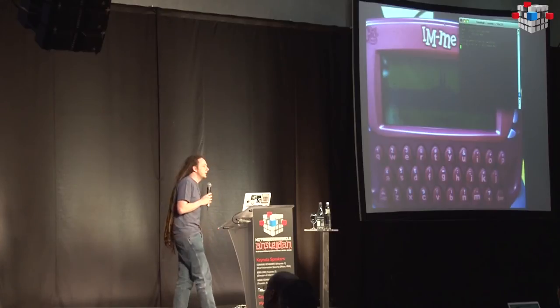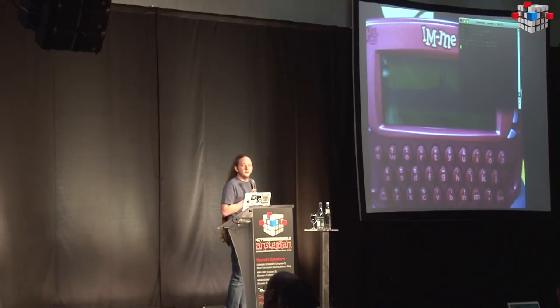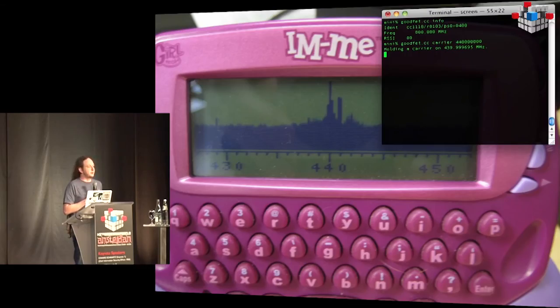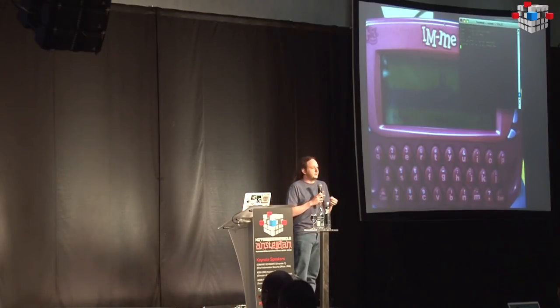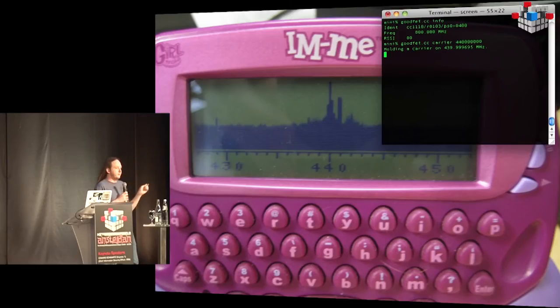The second device is the Girltech IME, and this is a children's text messaging toy that allows you to send and receive text messages with your friends through the internet. This was manufactured just before the year when every child on Earth had a cell phone.